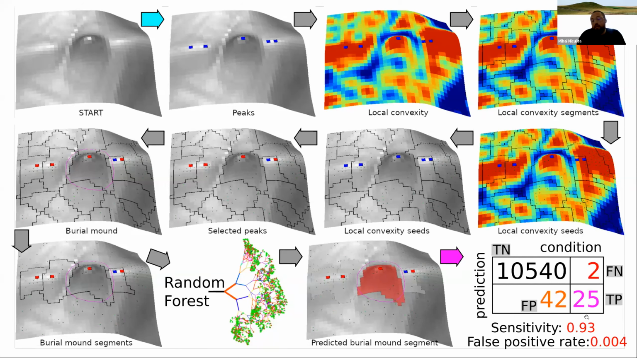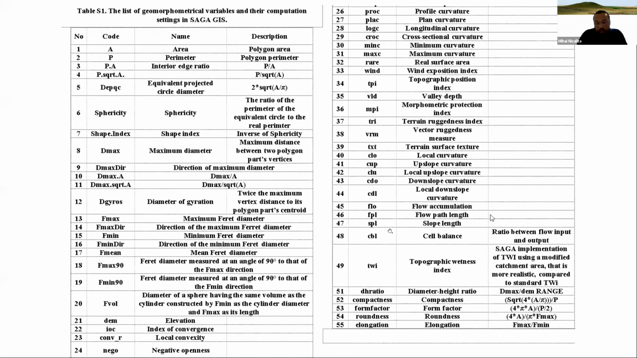And here you have the result, which is quite good: the confusion matrix for the external validation area. You can see that from 27 burial mounds, the method is finding 25. And we also have 42 false positives, which in general are very close to the true positives. So it's very easy to browse to them and to select the true positives.